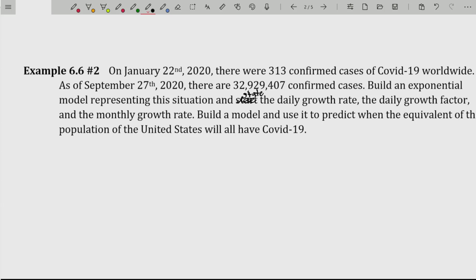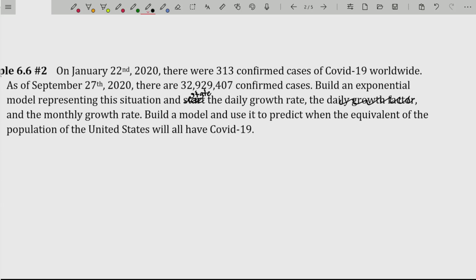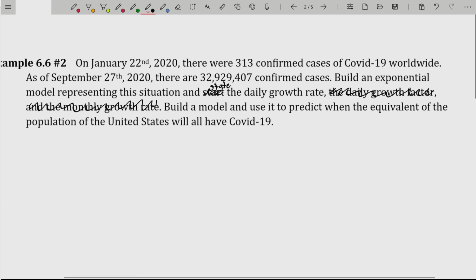the daily growth rate. Now, I copied this problem from a previous lecture, but there's more to it now. So state the daily growth rate, and that's all I really need. Don't worry about the daily growth factor. We did that in a previous problem, and the monthly growth rate. Don't worry about that. But what is important is build a model and use it to predict when the equivalent of the population of the United States will all have COVID-19. In other words, build your model and then use your model to predict when the population of confirmed cases across the planet equals the current population of the United States.